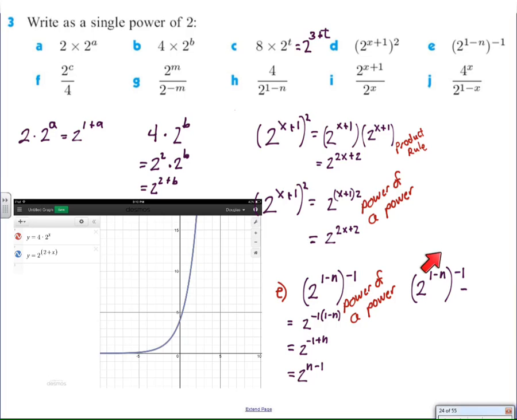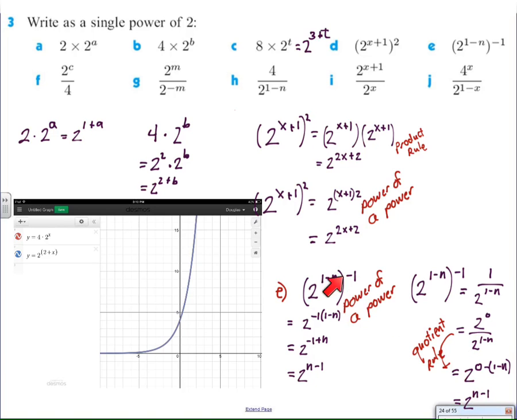We can use the definition of negative exponents to say that means reciprocal, divide by the base. Then I could actually look at 1 as a power of 2, that's 2 to the 0. And now I see two numbers of the same base. I can apply the quotient rule, which says if you divide two numbers of the same base, you subtract the exponents. 0 minus 1 minus n, distribute the negative, and we get the same exact result.